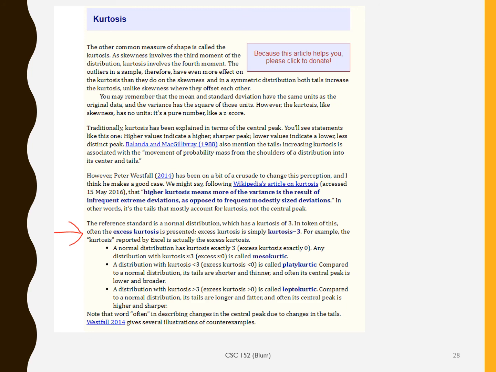The kurtosis measures how the data falls off from the central peak. Excel's version of kurtosis is designed to be 0 for the normal distribution. Then a kurtosis less than 0 says that the central peak is broad, but then there's not much in the tails. The tails are short and thin, whereas a kurtosis of greater than 0 says that the central peak is sharp, but then there are longer, bigger tails.